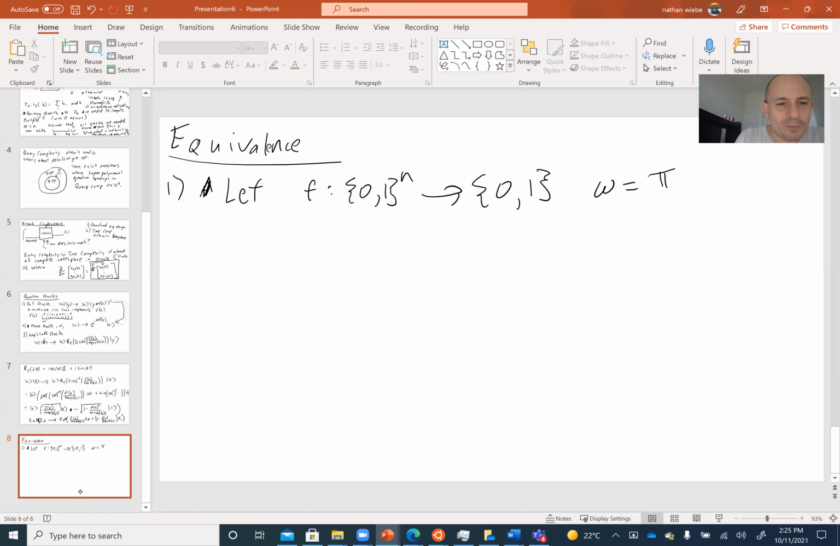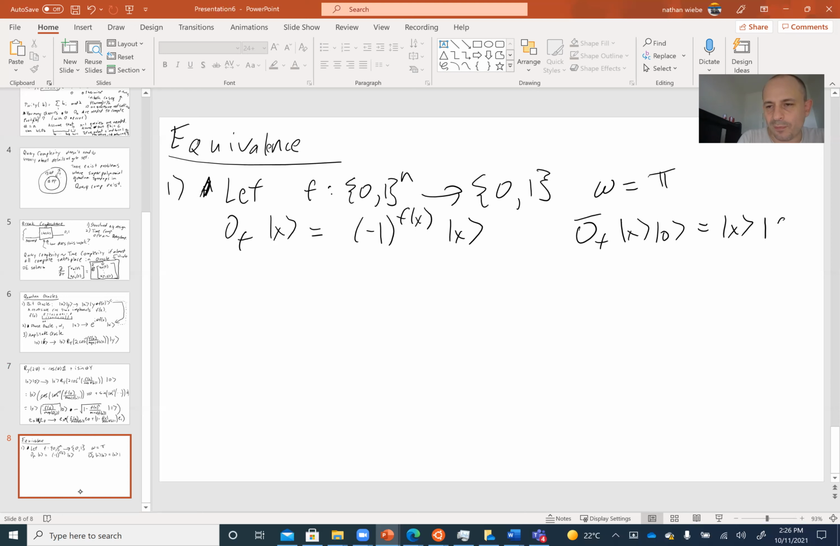Then O_f, the oracle corresponding to this f(x), will be equal to just (-1)^f(x) |x⟩. And let's call it Ō_f, where Ō_f |x,0⟩ equals |x, f(x)⟩. This is an example of a bit oracle, and this is an example of a phase oracle.